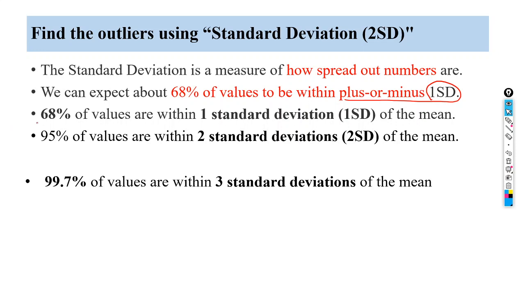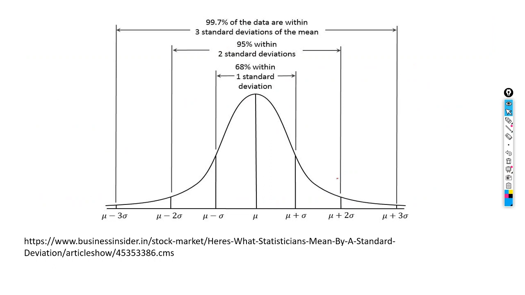So it means 68% of the values are within the first standard deviation of the mean, 95% of the values exist within the second standard deviation of the mean, and 99.7% of the values of the data set exist within the third standard deviation of the mean. So what does that mean? If you see this graph, if you understand this graph, you will be able to understand the topic very easily.